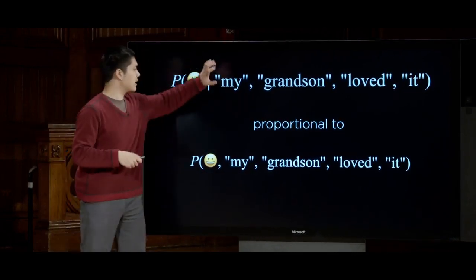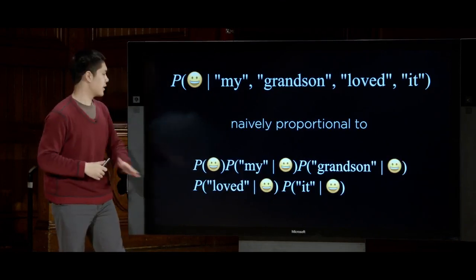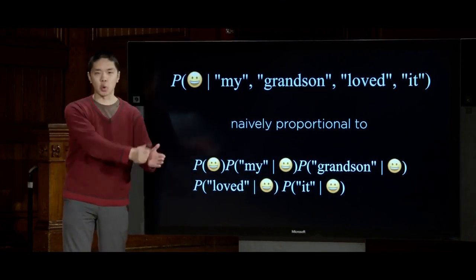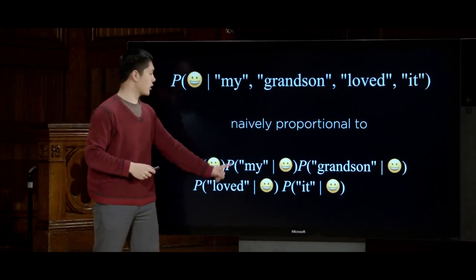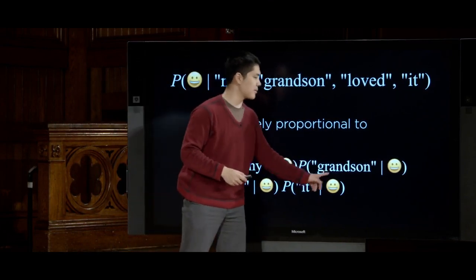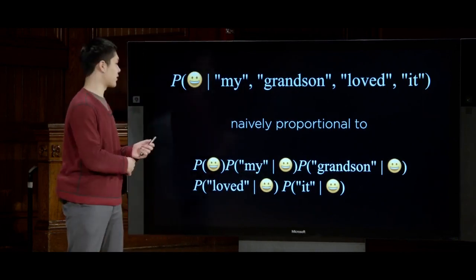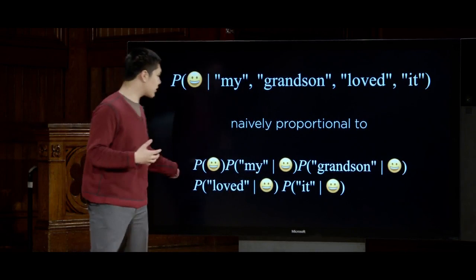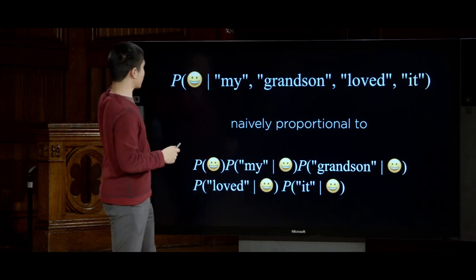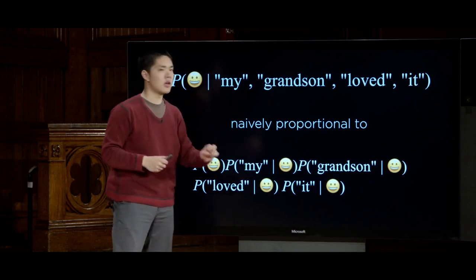So while the top expression is proportional to this bottom expression, we're going to say it's naively proportional to this expression: the probability of it being a positive message. And then for each of the words that show up in the sample, I'm going to multiply. What's the probability that my is in the message, given that it's positive, times the probability of grandson being in the message, given that it's positive, and then so on and so forth for the other words that happen to be inside of the sample. And it turns out that these are numbers that we can calculate. The reason we've done all of this math is to get to this point, to be able to calculate this probability distribution that we care about, given these terms that we can actually calculate.